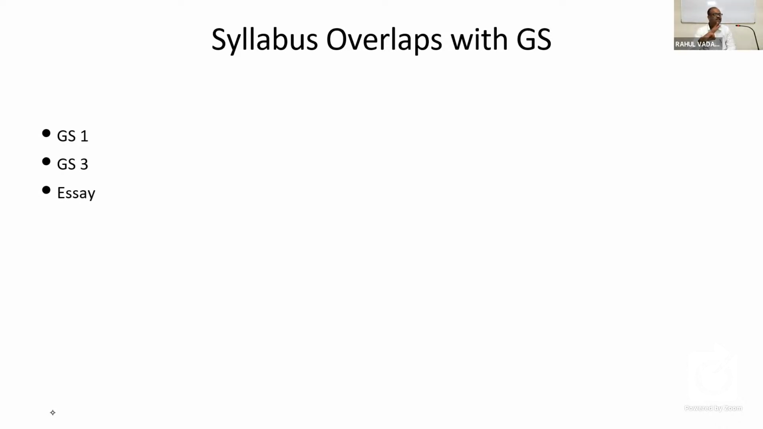And thirdly, in the essay. In the essay, you can't write a complete essay on agriculture. If the topic is completely agriculture, it will help you. But generally, some dimensions can be covered from the agriculture part. It may be soil conservation, or it may be economics.